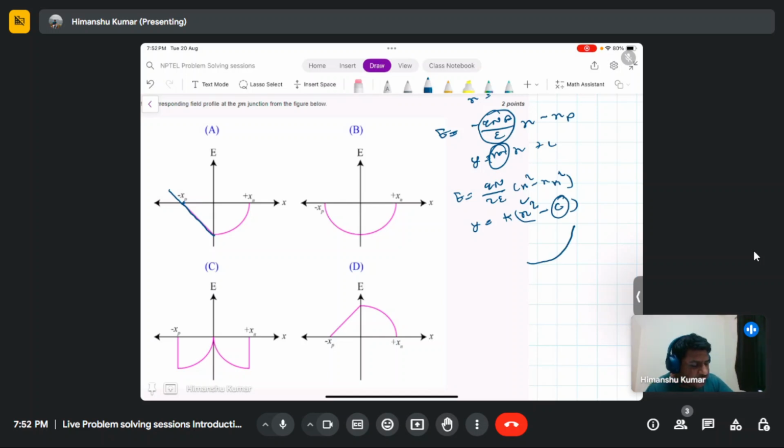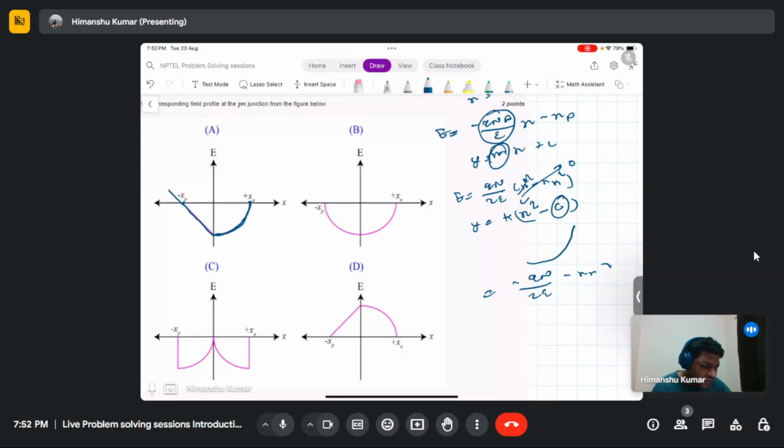At x equals 0, if you put it in, you get electric field equal to minus q Nd by 2 epsilon times xn square. So this is the field, and then in the positive direction it will go like this, and at x equals xn, if you put it in, it will become 0. So the field will look like this.